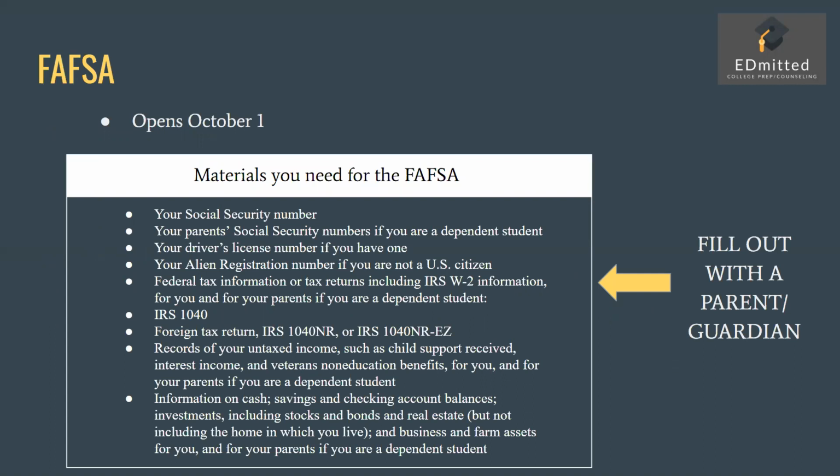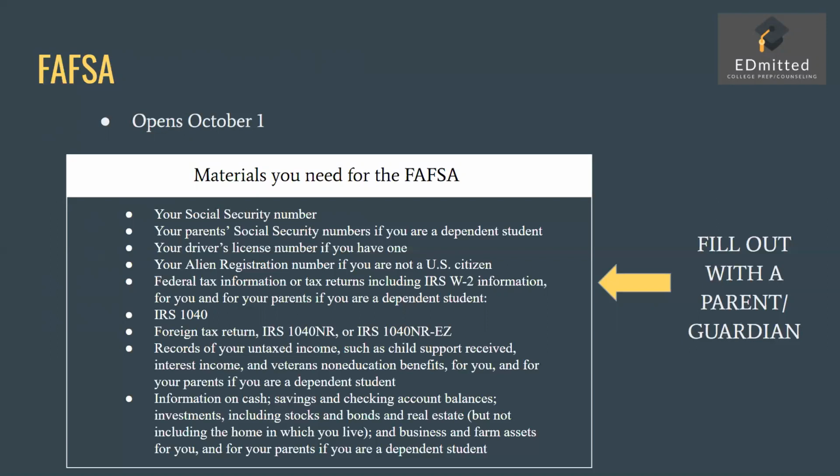All right, so the FAFSA. This is one of the main forms that you'll need to fill out to be considered for financial aid. And there's a number of materials that you'll need to fill out the FAFSA. You'll need things like your social security number, your parents' social security number, driver's license, alien registration number if you're not a US citizen, federal tax information or tax returns, including the IRS W-2. And this is mainly so that the institution can kind of see what your financial situation is. And IRS 1040, foreign tax returns, and basically any records of any type of income, assets, or anything that has to do with your financial situation at that moment.